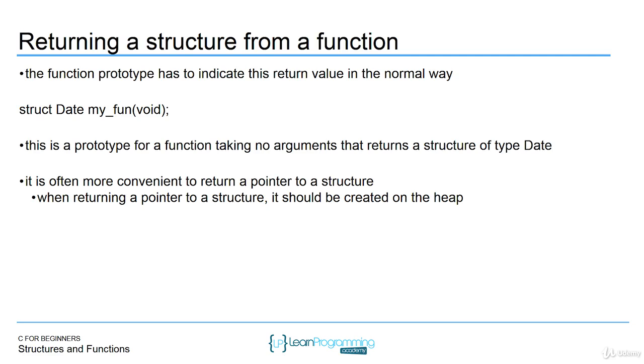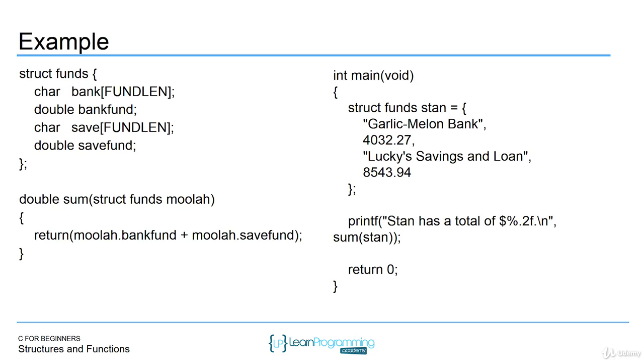It's often more convenient to return a pointer to a structure as opposed to just the structure. When you return a pointer to a structure, it's created on the heap, because all pointers are created on the heap. This means it's going to be around a little bit longer, and this means you can delete it and manage it at arbitrary times. So in this example, we're creating a struct named funds. It contains a character array named bank, a double, and another character array named saved of a particular length.